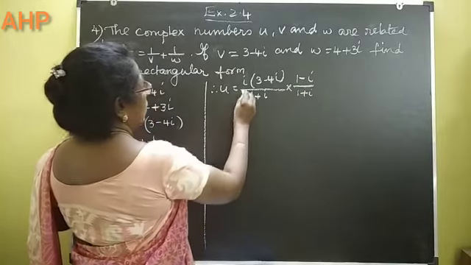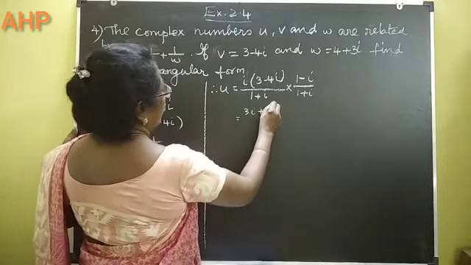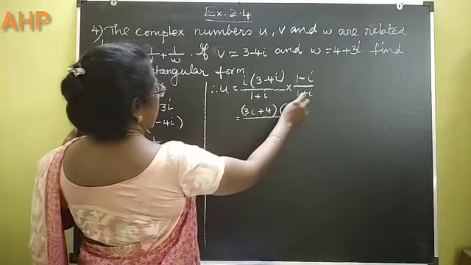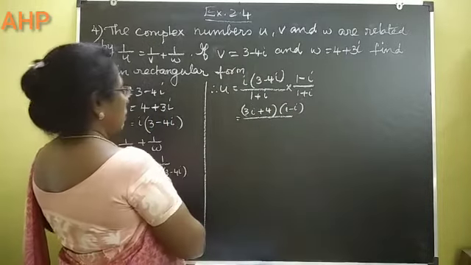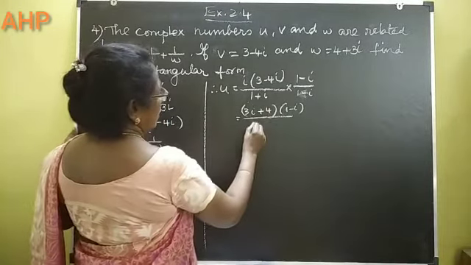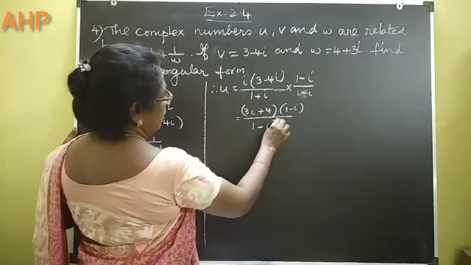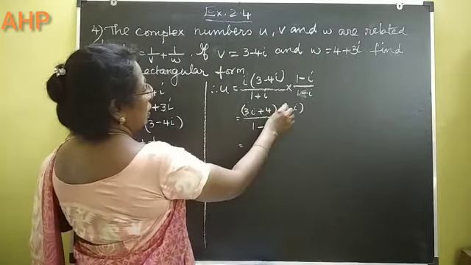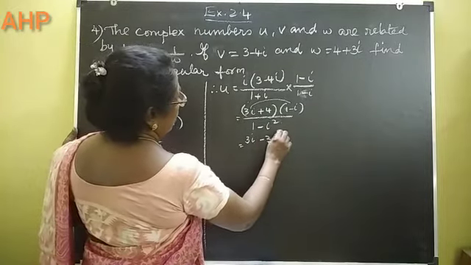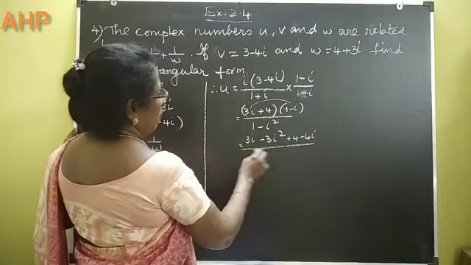So this is equal to, multiply this, 3i plus 4 into 1 minus i divided by 1 plus i into 1 minus i. So a plus b into a minus b, a square minus b square. Now you multiply 3i into 1 gives you 3i. 3i into minus i gives you minus 3i square, plus 4 minus 4i, divided by 1 plus 1.